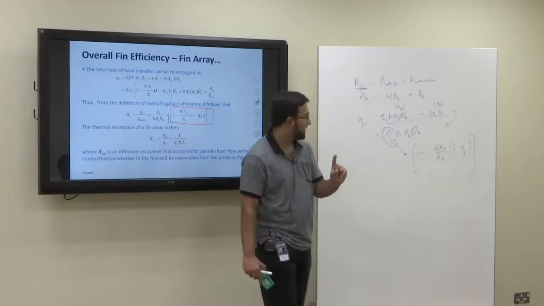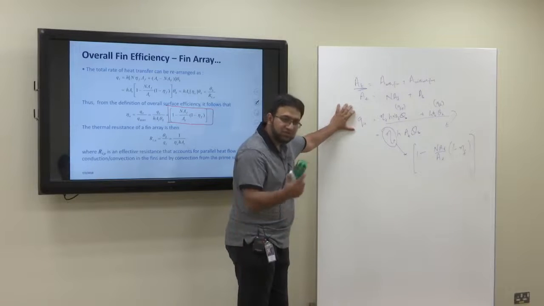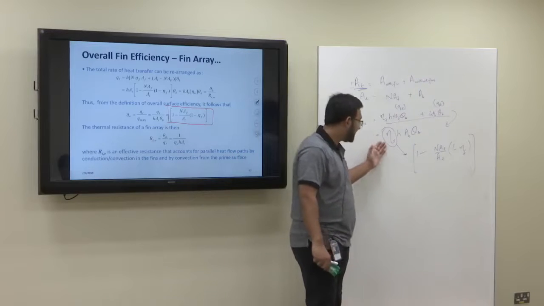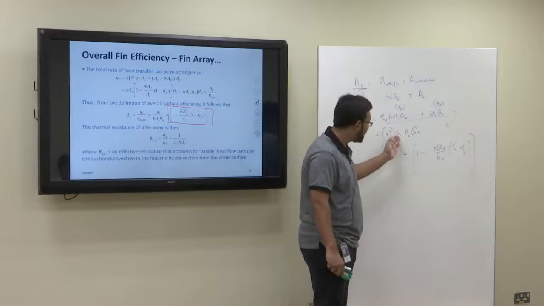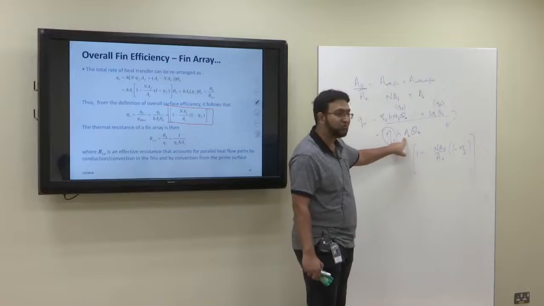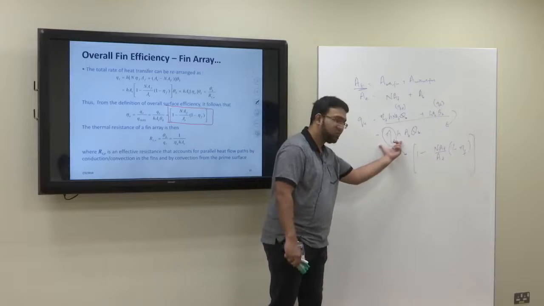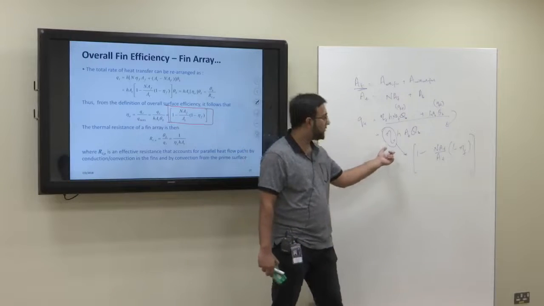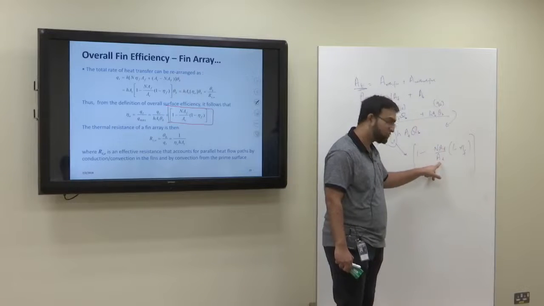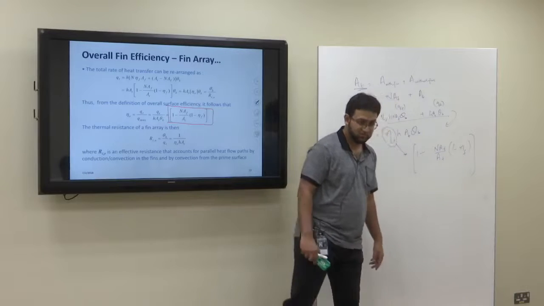Is it clear? So my heat transfer from this heat exchanger, or whatever the device is with an array of fins, is equal to eta naught HA delta T, where for delta T I'm using the max, and for area I'm using the total, and that makes sense. So now I have to multiply it with an overall efficiency, and the formula for overall efficiency is this: 1 minus N, the number of fins, into the area of a single fin, divided by total area, into 1 minus the efficiency of a single fin. Is it clear?